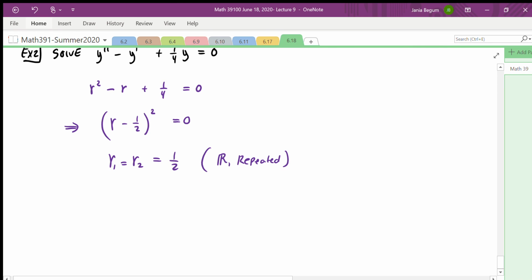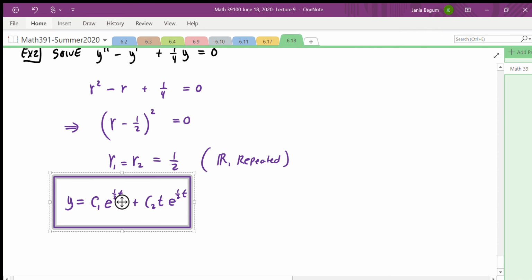So what is our solution to this? Our solution is c1 e to the rt, that's 1/2 t, plus c2. Well, the second solution will just be multiplied by t times e to the 1/2 t. So that will be the solution to this. Any questions?